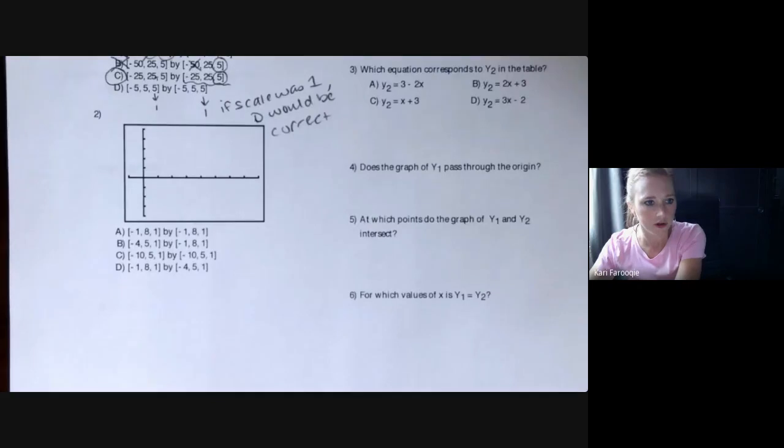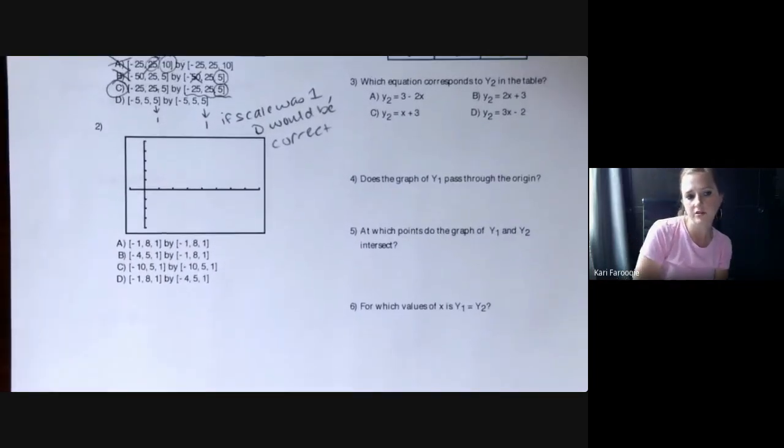Number 2, very similar. This time, you do not have a graph that is centered at the origin. It's moved around a little bit. You guys take a second and look at these and see what you think before I go over it. The nice thing about number 2 is that in every single one of these cases, the scale is 1. That makes it a little bit easier to figure out what the viewing dimensions are.